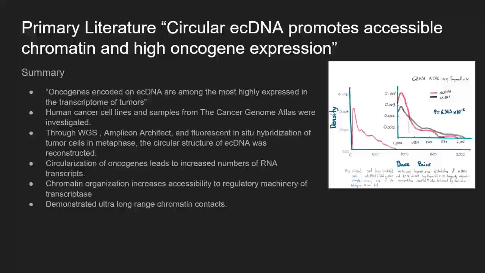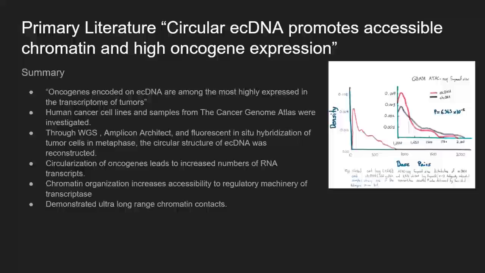Chromatin organization increases accessibility to regulatory machinery of transcription. Researchers of this paper use ATAC-C to visualize accessible chromatin directly. This showed the lack of long fragments in ecDNA, which indicates that ecDNA is more accessible than chromosomal DNA because its nucleosomal organization is less compacted.